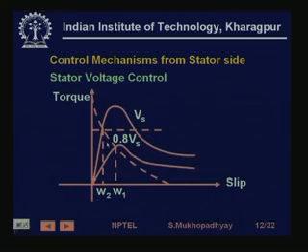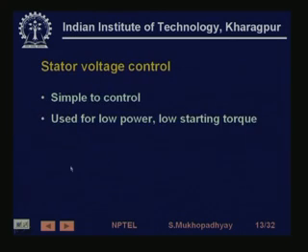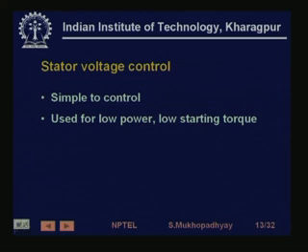This is the same thing, saying that if you have a constant load and you reduce the voltage, it will not start, right? So in summary, stator voltage control may be a simple control. For example, if you are having an inverter, if you control the DC input supply voltage of the inverter, that will give you stator voltage control. You can have even simpler series AC controllers, things like triacs, using which you can do stator voltage control. But they are used for low power and low starting torque operations.